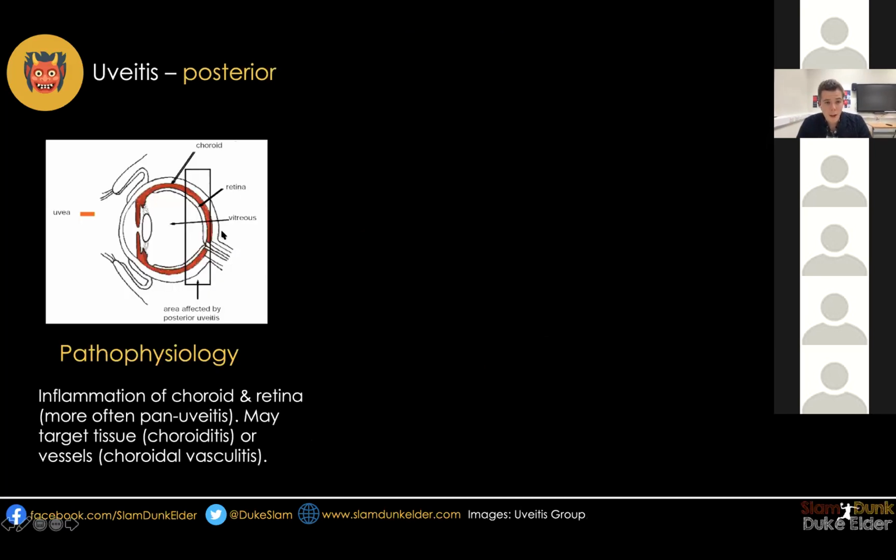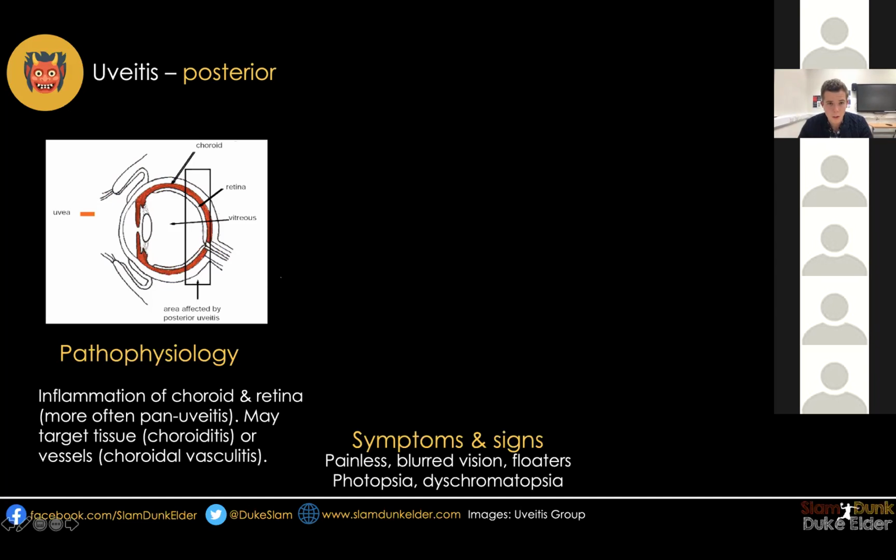Posterior uveitis, okay, affects the choroid or the retina or the vessels, okay? Remember, we are talking about a vascular tunic, okay? The middle layer of the eye is a vascular tunic. So here we either have choroiditis, for example, a choroid inflammation, or we have the vessels of the choroid inflamed, a choroidal vasculitis, okay? Once again, fancy terms that mean the exact same thing. We have the back of the eye that is inflamed, and at the back of the eye, we tend to find the retina as well as the choroid.